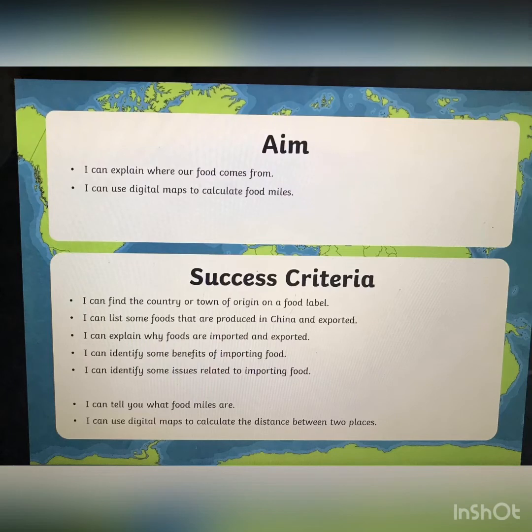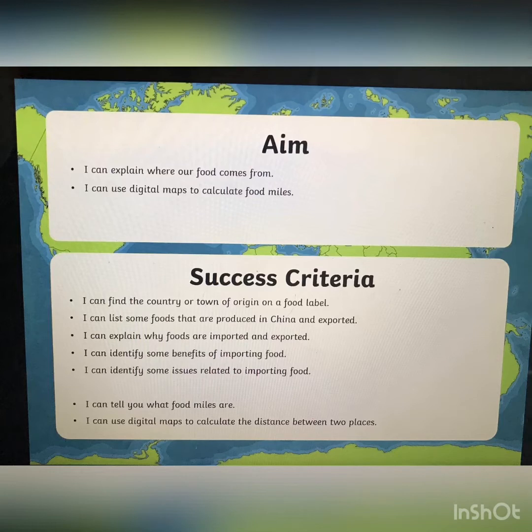So our aims today are that you should be able to explain where our food comes from, and you should be able to use a digital map to calculate those food miles. Our success criteria for today are that you should be able to find the country or town of origin that our food is labeled, that you should be able to list some of the foods that are produced in China and exported. You should be able to explain why foods are imported and exported.